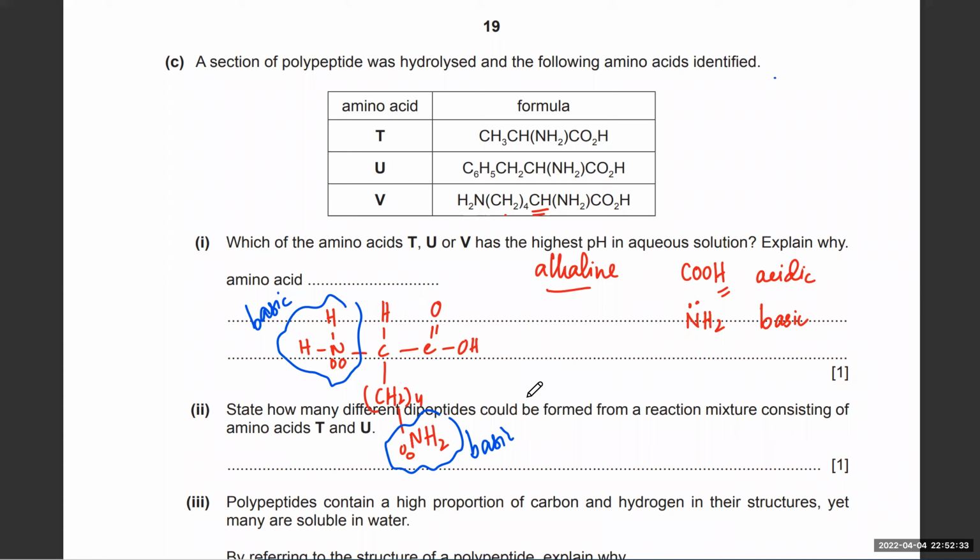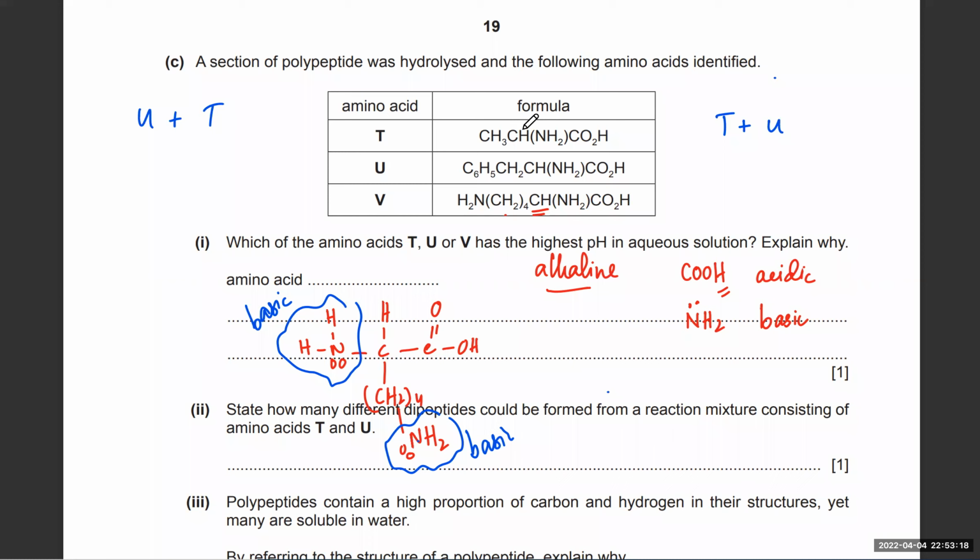And then it says state how many different dipeptides could be formed from a reaction mixture consisting of amino acids T and U. So how many of these can you make? You can make 2 of them. It's either going to be T plus U, or it's going to be U plus T. Both of them are going to be different. Remember, the order in amino acids is important. If the first monomer comes and the second monomer is after, the arrangement is different compared to the other one, because the linkage is going to be formed the other way around.